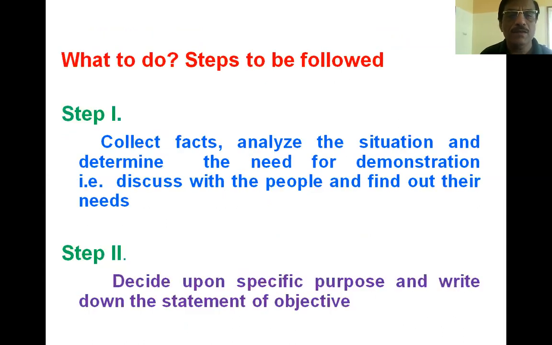First step. In the first step, you should decide on what aspect I should conduct the result demonstration. Collect the facts, analyze the situation, and determine the need for demonstration. First, you should decide on which aspect, or which crop, or which variety, or which practice I should conduct the demonstration.